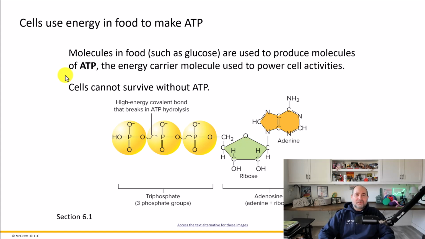And do you guys remember that the mitochondria is the powerhouse of the cell? Do you guys remember that saying? The mitochondria is an organelle inside of our cells where ATP is made. And this is the molecule ATP right here. Cells use energy in food to make ATP. Molecules in food, such as glucose, this is the glucose you eat in your diet, are used to produce molecules of ATP. And here's ATP right here.